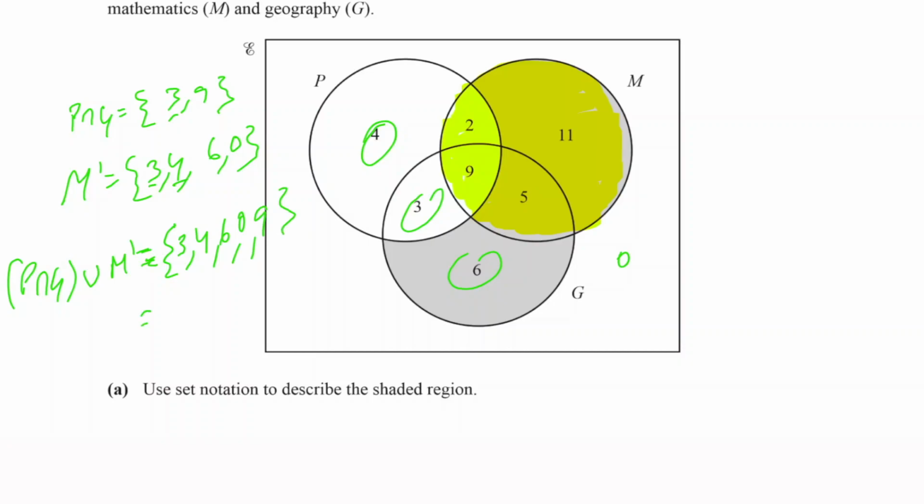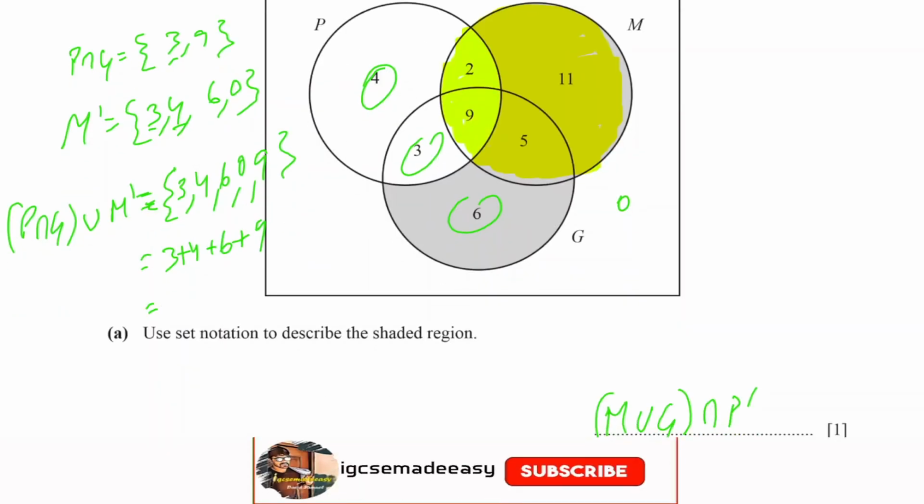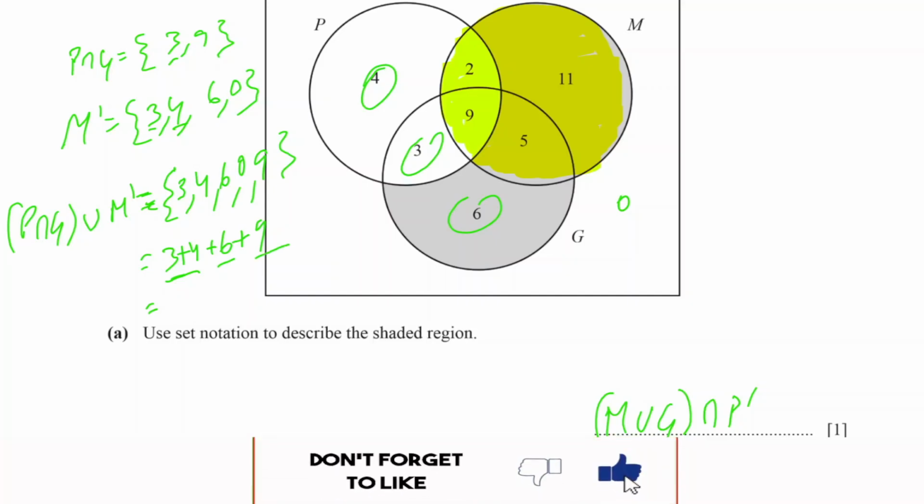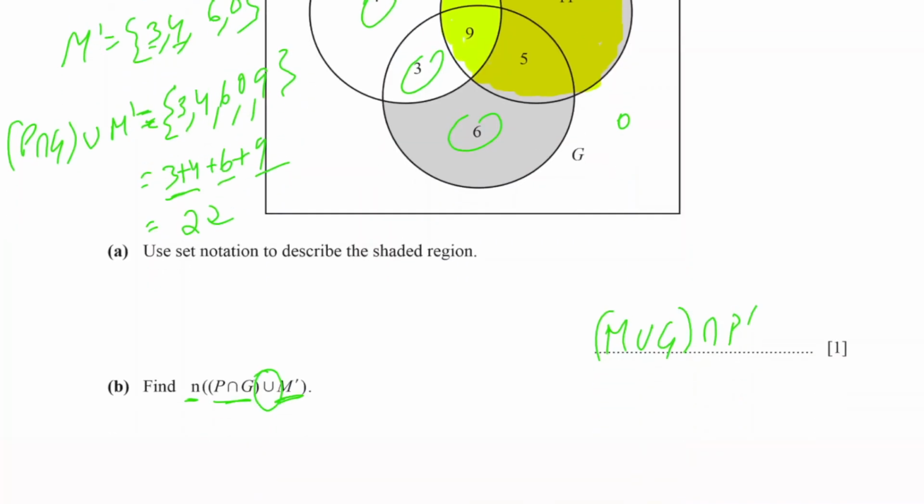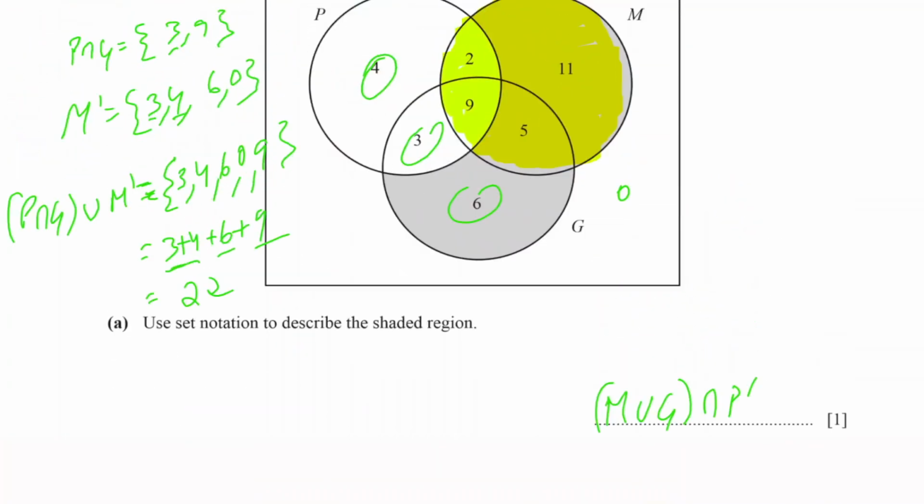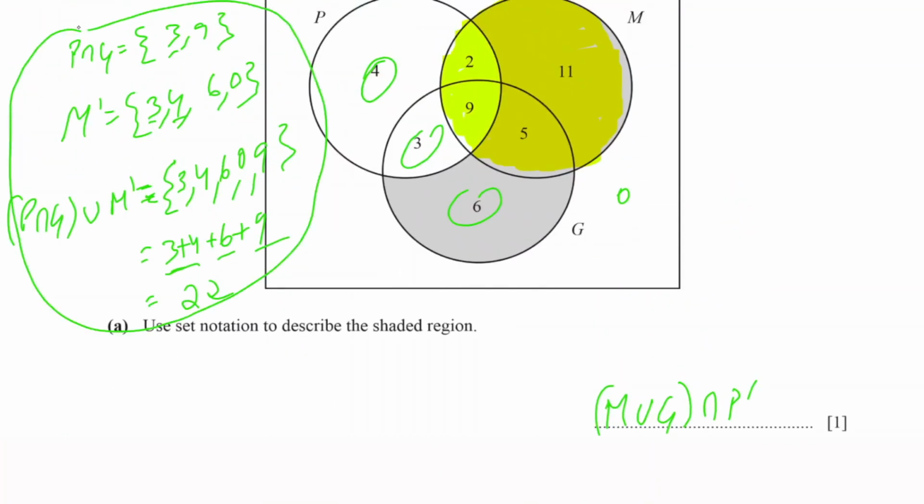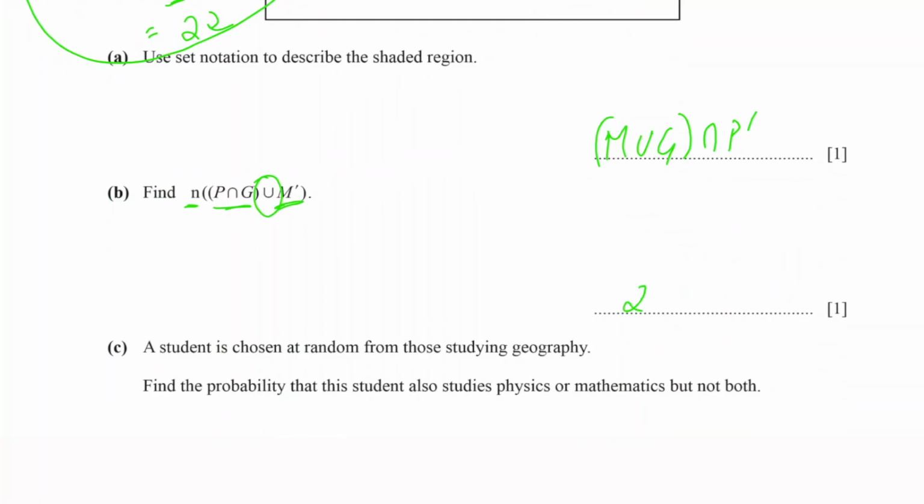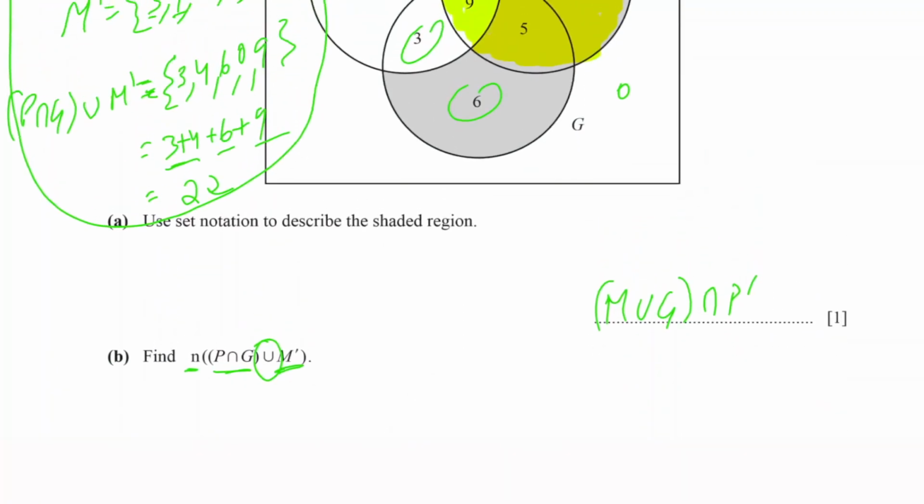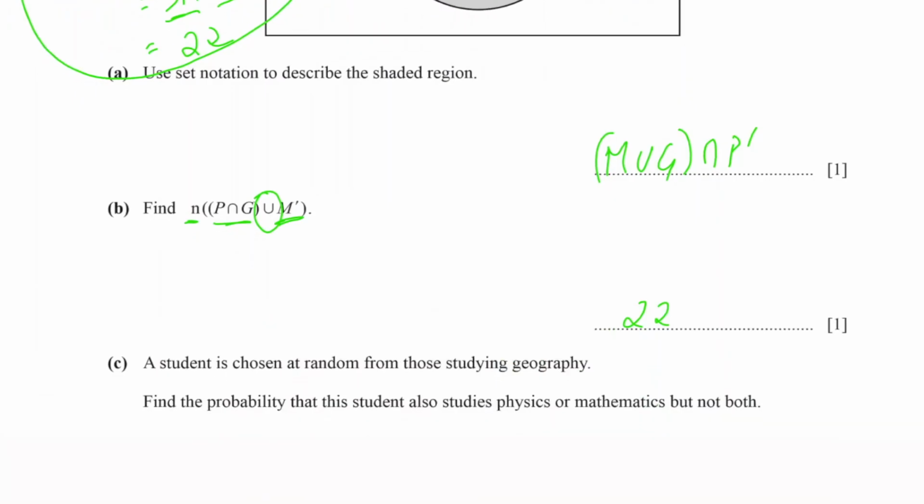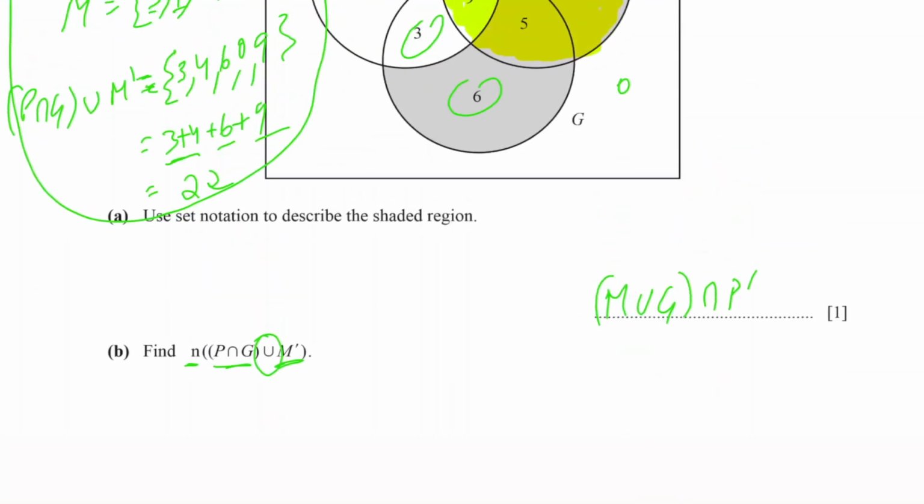So what is the answer? Let's add all, because we are asked to write the number. So 3 plus 4 plus 6, and 0 we will not include, because 0 will add up with which is 0 only. 3 plus 4 is 7, 7 plus 6 is 13, and 13 plus 9 is 22. So that will be the final answer. The steps I have written here itself, because the space was little less. So our answer is 22. I hope you understand how to do this. So let's move on.